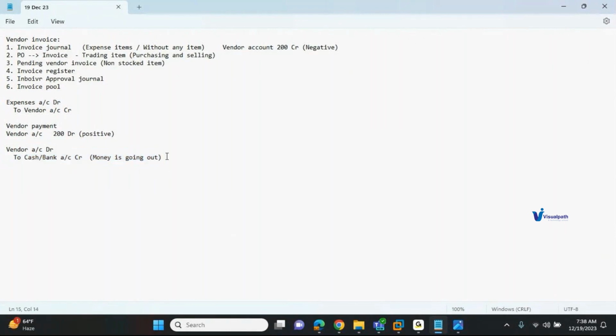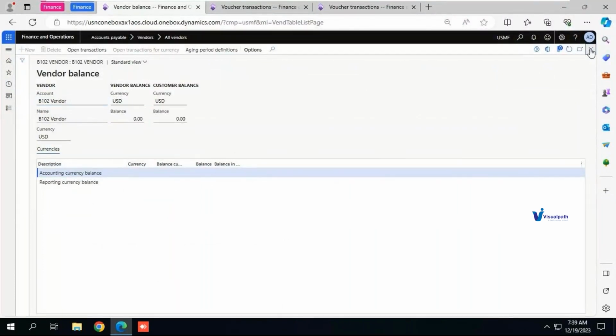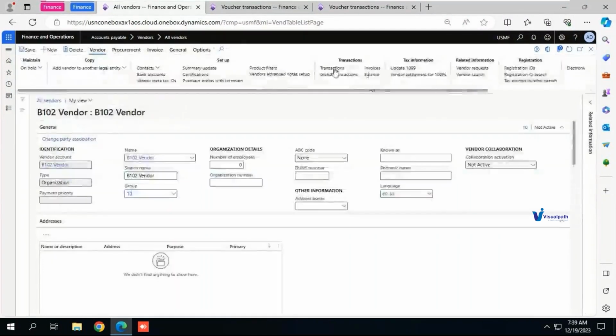So clear this process. Any confusion? I will do it one more time so that you will get clarity on what is this vendor invoice, what is this vendor payment. So let me show you. If you don't have any questions, I will show you once again. So if you go to this vendor account, the balance is 0. Of course, invoice is generated and payment is done.